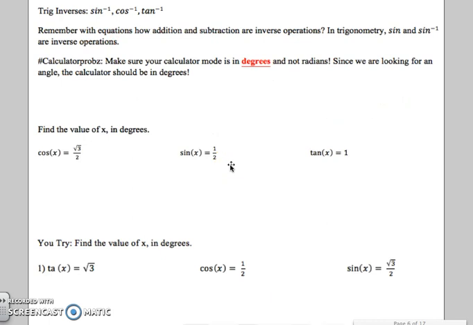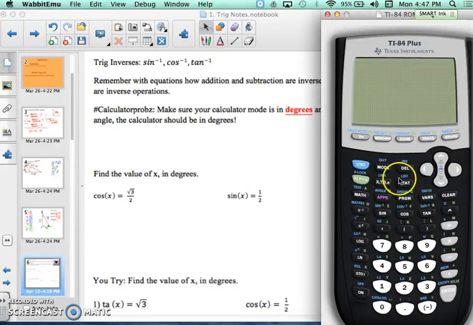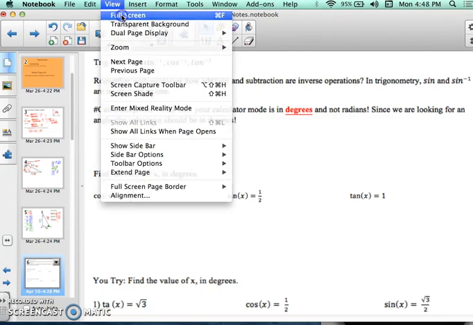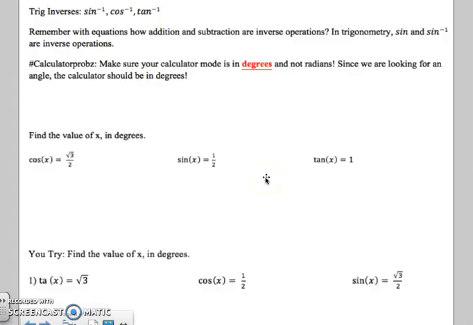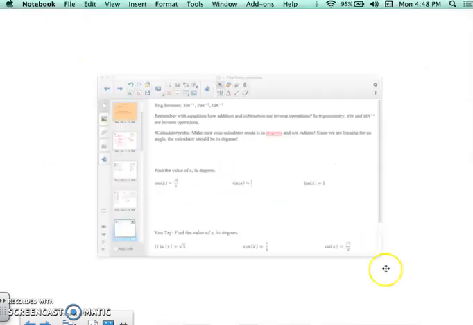If we look at our calculator, we see above the sine, cosine, and tangent buttons are sine negative 1, cosine negative 1, tangent negative 1. Okay, those are the inverse operations. So think about how addition and subtraction are inverse operations, and multiplication and division, and a square and a square root. This is just another way of inverse for trigonometry. All right, calculator problems, hashtag. This is how you will get the problem wrong.